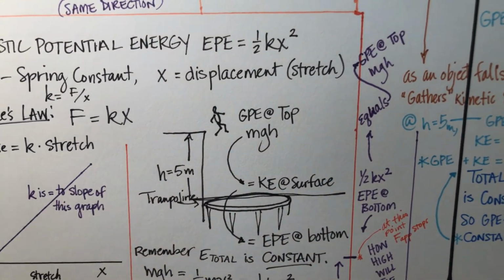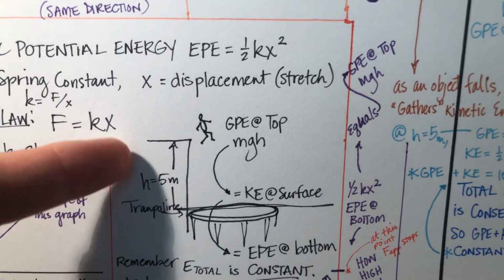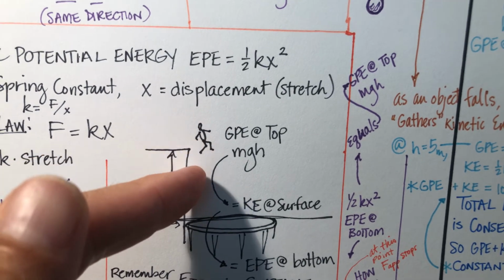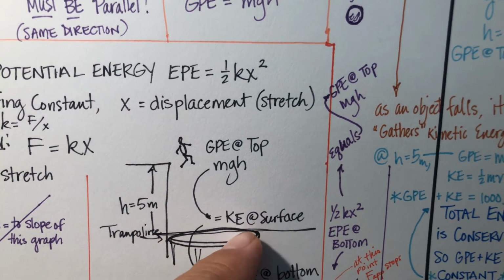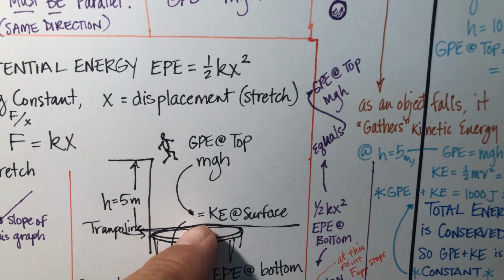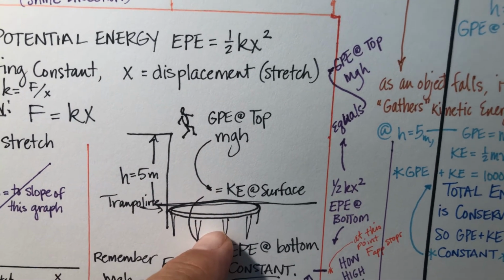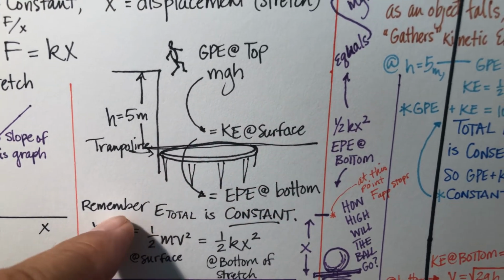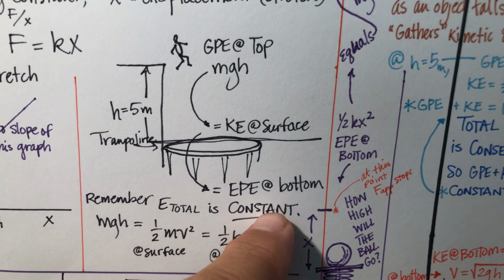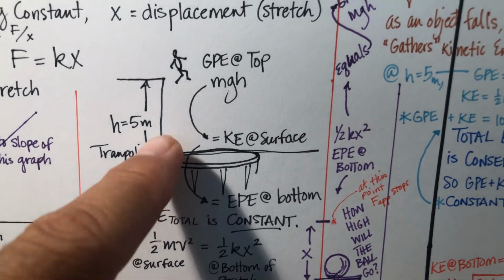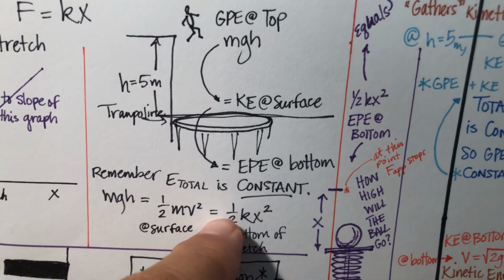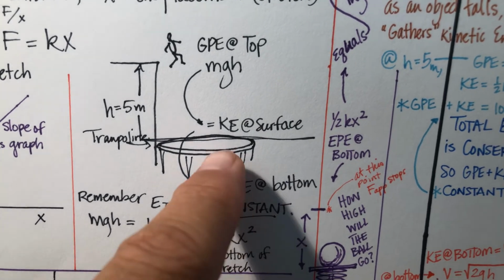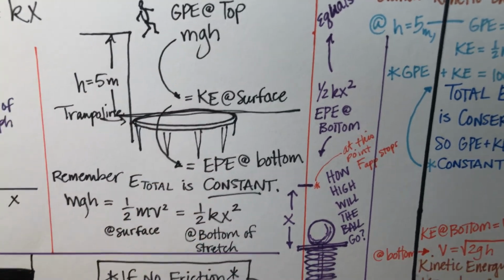So, another revisit: if we have a kid jumping off of a 5-meter tall garage onto a trampoline, his gravitational potential energy at the top is equal to the kinetic energy at the surface. The reason is that at this point he's making contact with the trampoline, which is slowing him down. That's all kinds of elastic potential energy at the bottom. So remember that the total is conserved, or constant. So mgh at the top would be equal to the elastic potential energy at the bottom of the trampoline.